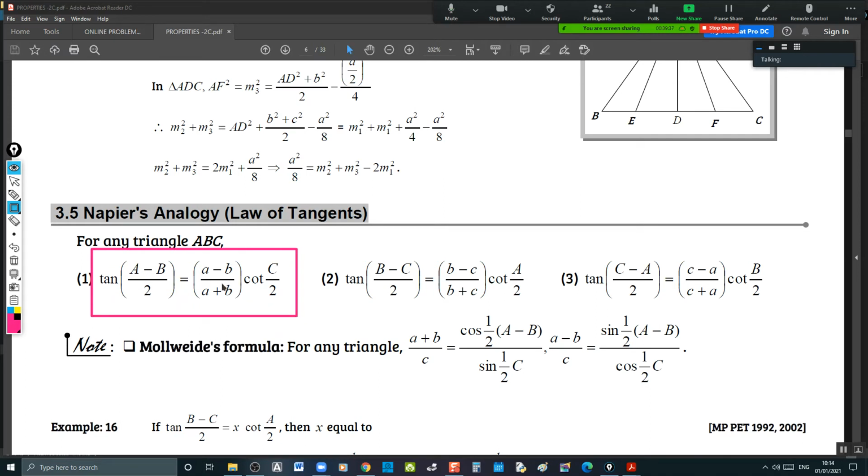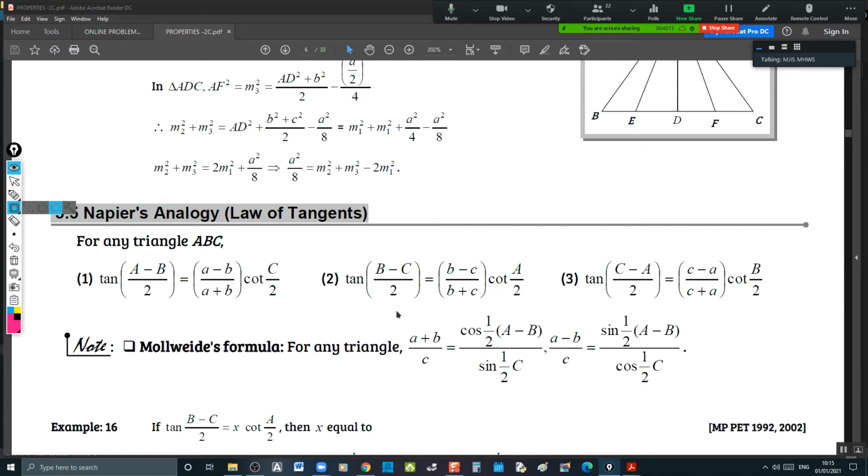You have A minus B by 2 here, and similarly this is converted to small letters, a minus b by a plus b, like component and dividend. You can remember like that. And whatever a, b is used, that is not here; you have the other one, C. So remember the law of tangents: tan of (A minus B) by 2 is equal to (a minus b) by (a plus b) cot C by 2. Now this Mollweide's rule, if you remember, that's great. But if you don't remember also, of course, we can derive it.